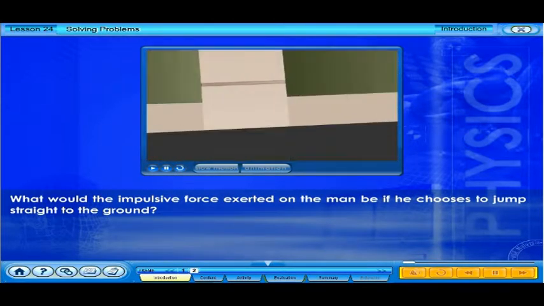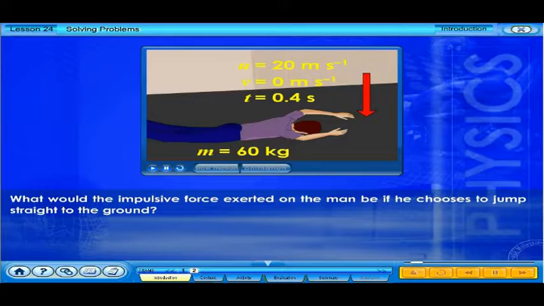A man wants to jump from a burning building. What would the impulsive force exerted on the man be if he chooses to jump straight to the ground, given that his mass is 60 kilograms, his velocity just before hitting the ground is 20 meters per second, and the time of impact is 0.4 seconds?